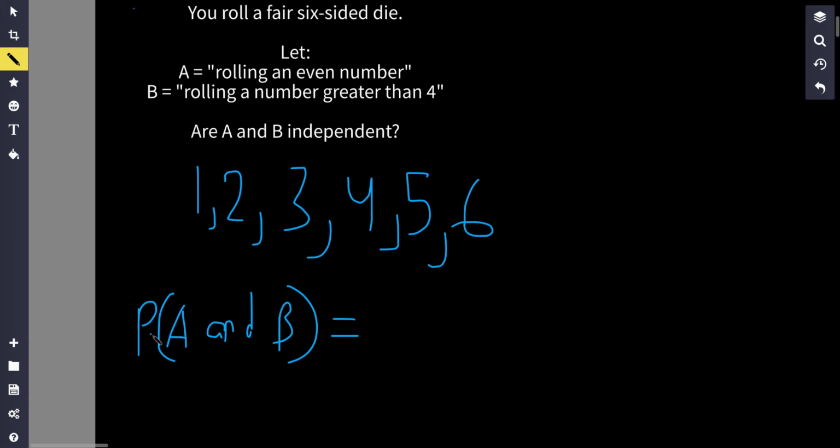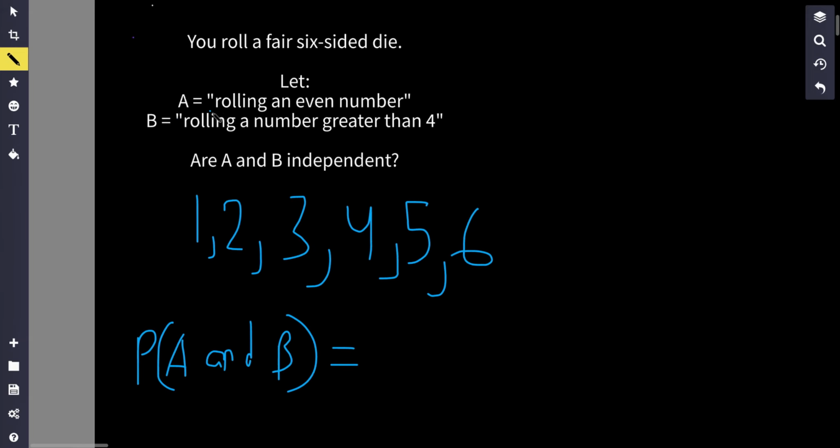So what is the probability of A and B? In this context, what is the probability that I roll an even number and that number is greater than 4? So what's the chances that if I roll a die, I roll an even number and that number is greater than 4? Well, an even number that's greater than 4 is 6, right? There's only kind of one option for this.